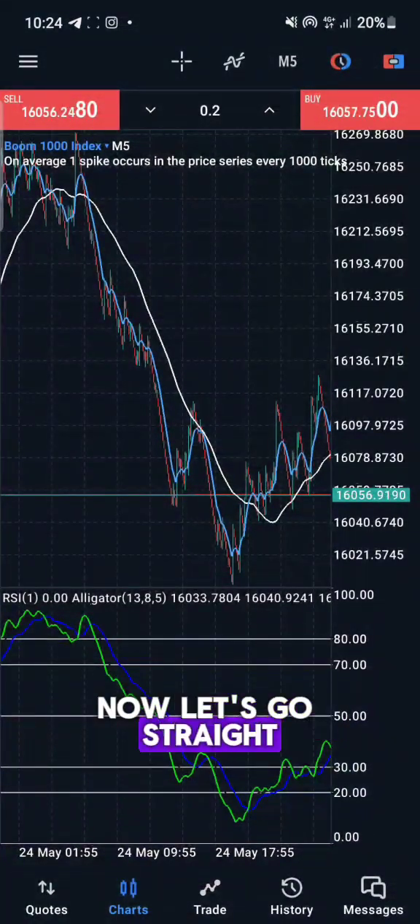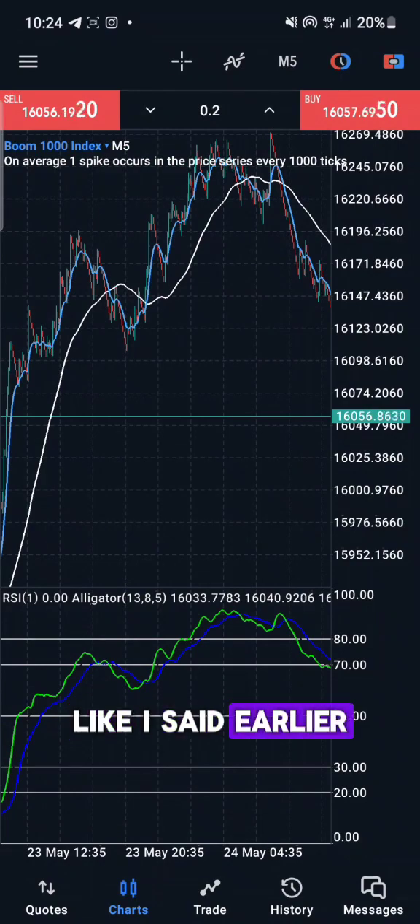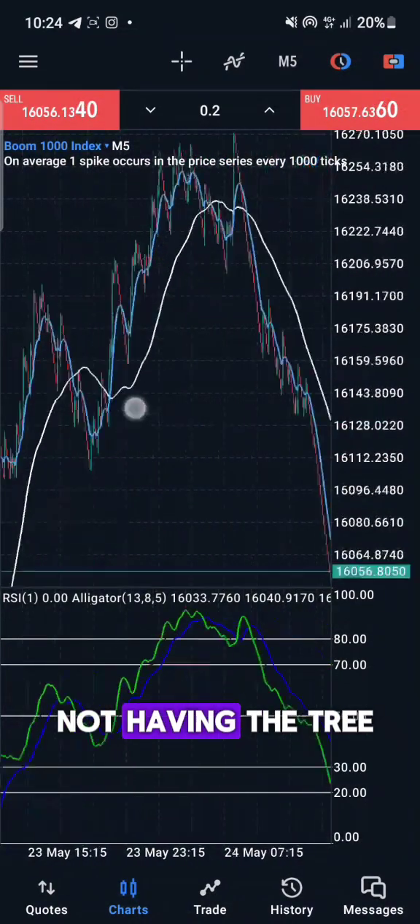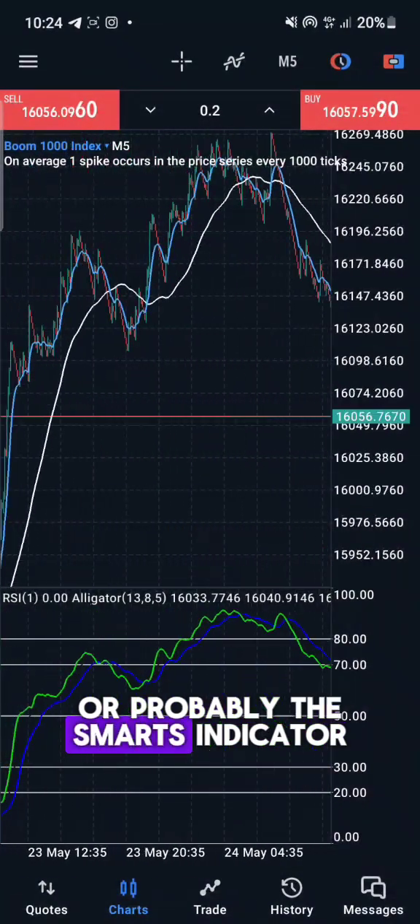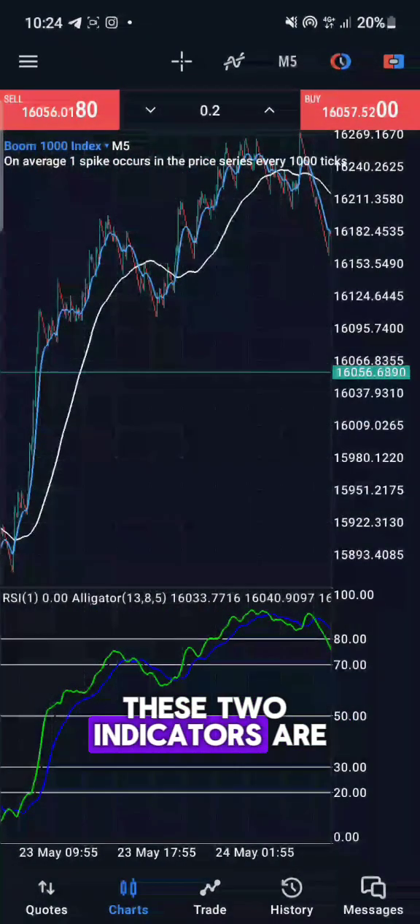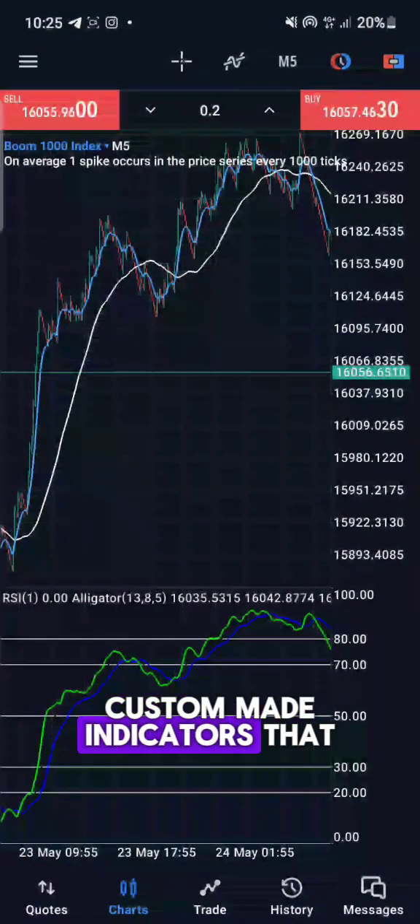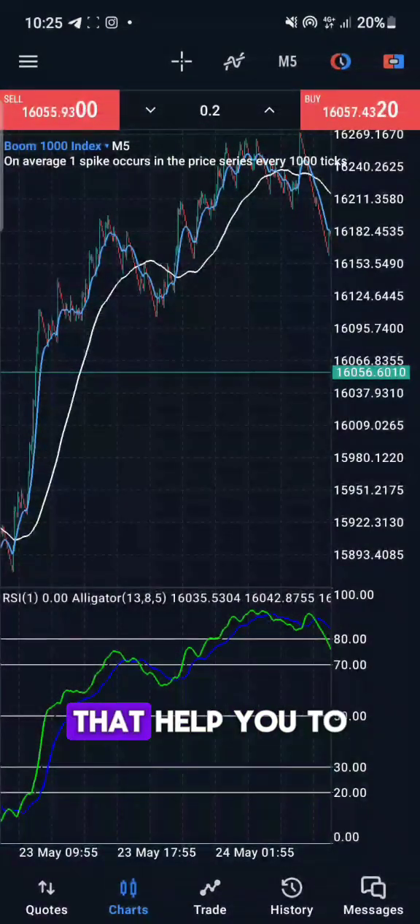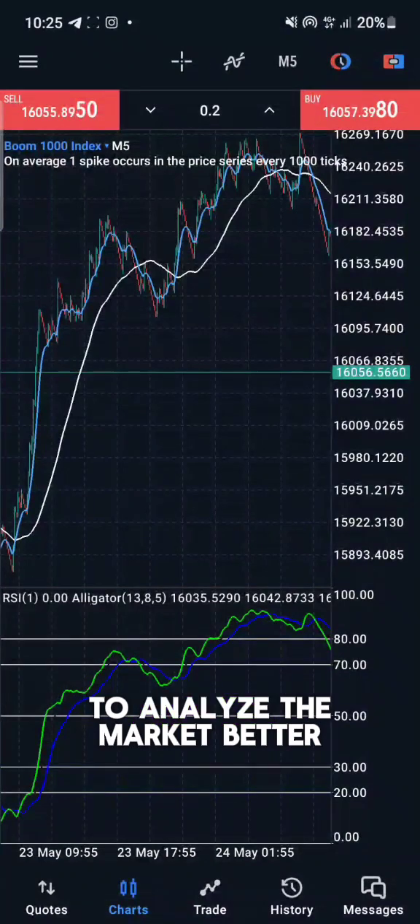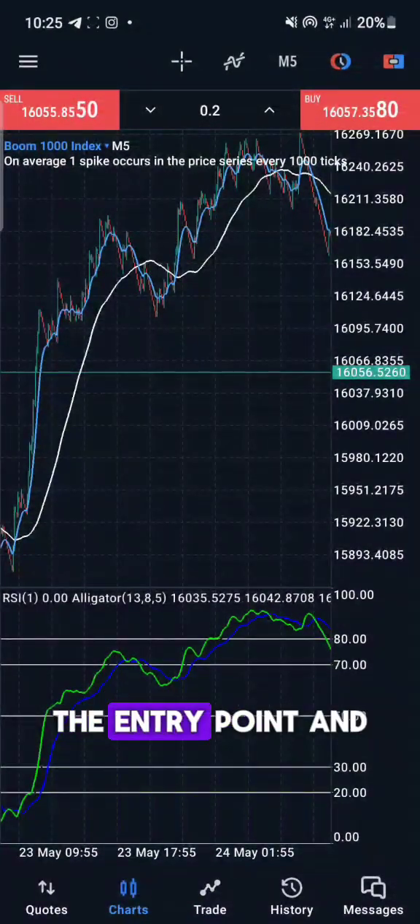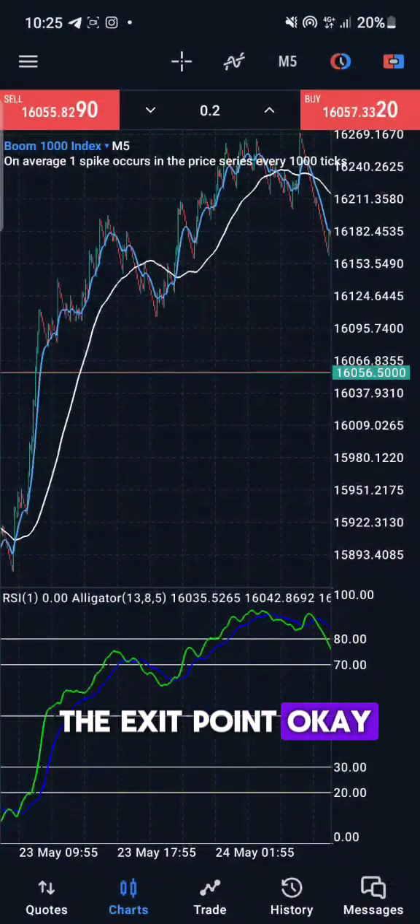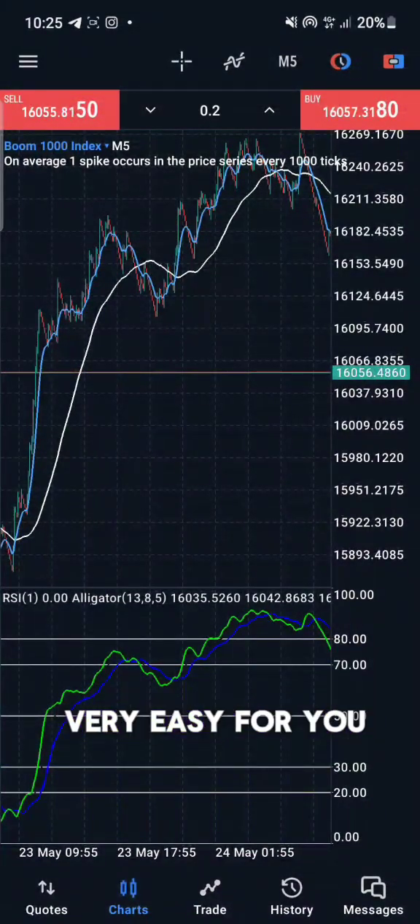Now let's go straight into what we have right here. Like I said earlier on, if you are not having the 3M Trend Meoka trading indicator, or probably the Smarts indicator, these two indicators are custom-made indicators that help you to analyze the market better, because they will help you to know the trend of the market, the entry point and the exit point. Okay, and this makes it very easy for you to trade.